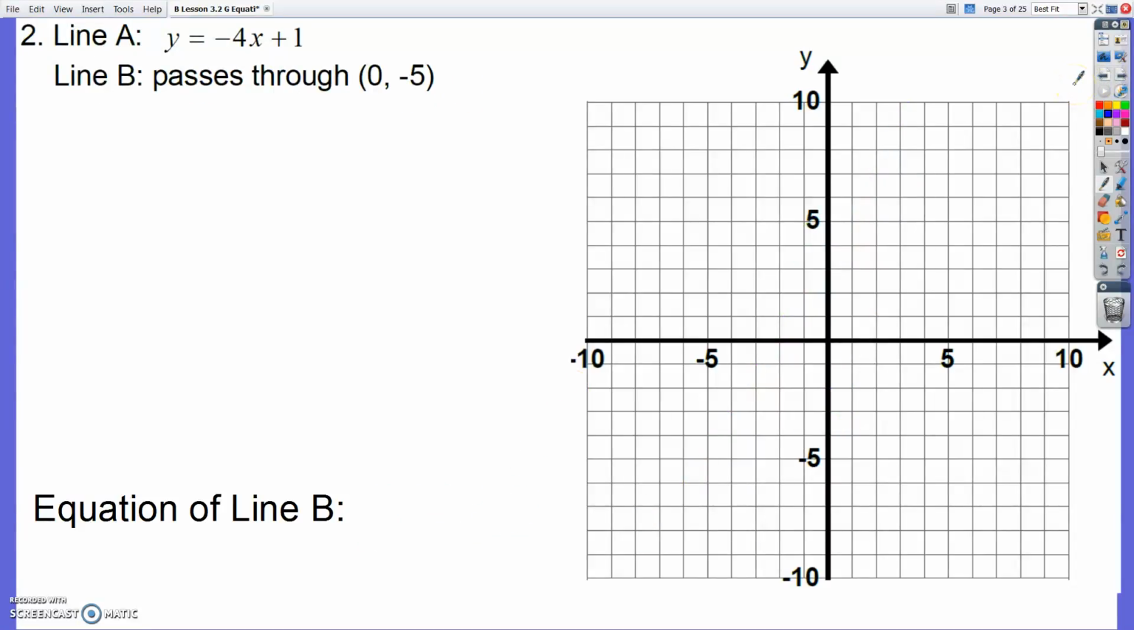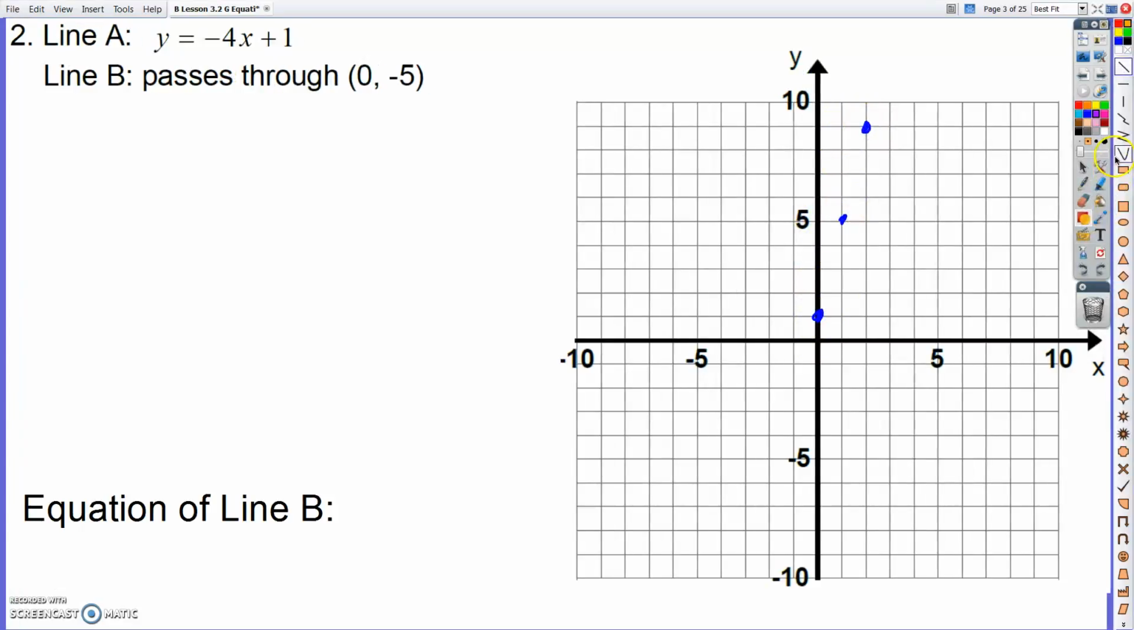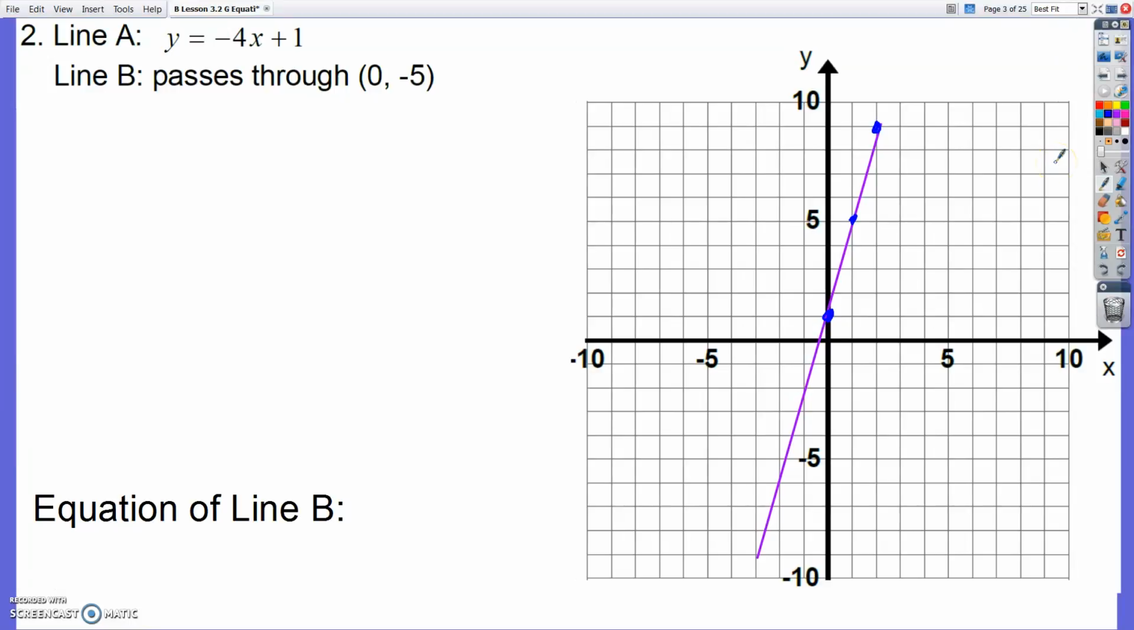Now, same idea here. I'm going to graph negative 4, 1. This is my first line. I'm going to do this line in blue. So I go to positive 1, and then I just go up 4 over 1, up 4 over 1. And I'm going to go ahead and draw this line here in purple. Now, it wants you to have a parallel line that contains the point of 0, negative 5. Well, remember, what do parallel lines have in common? They have the same slope.